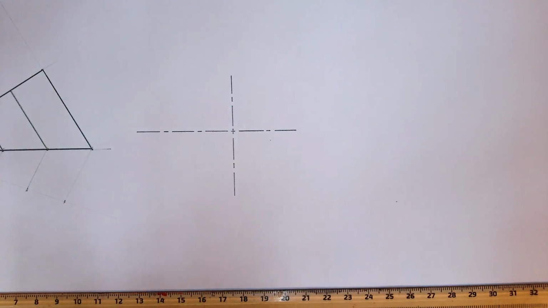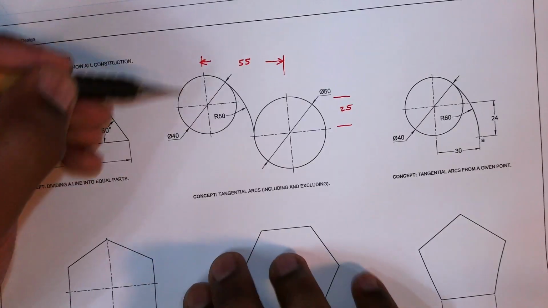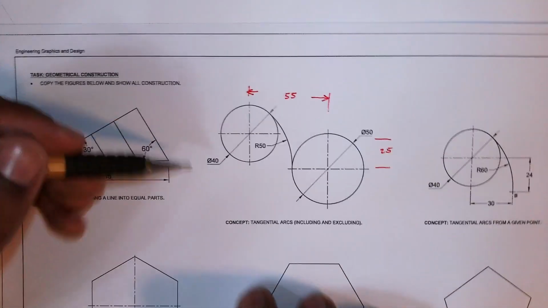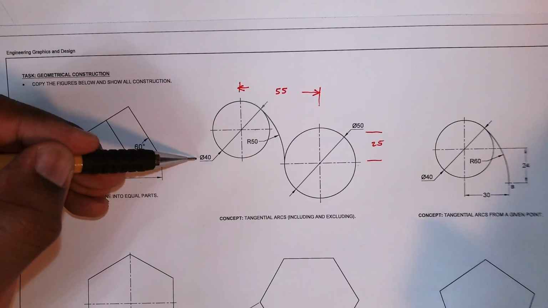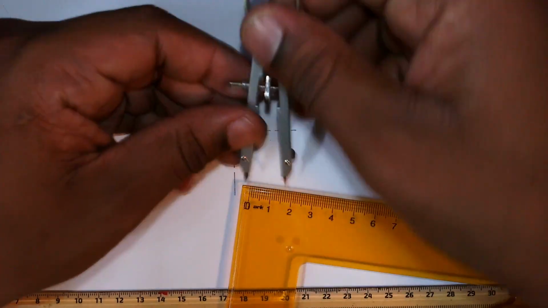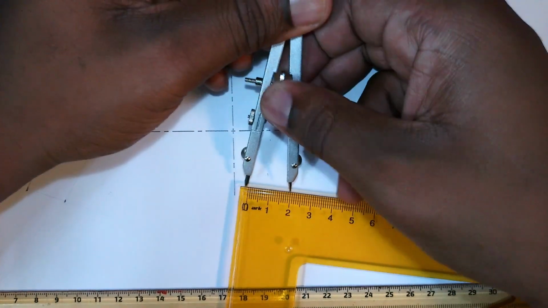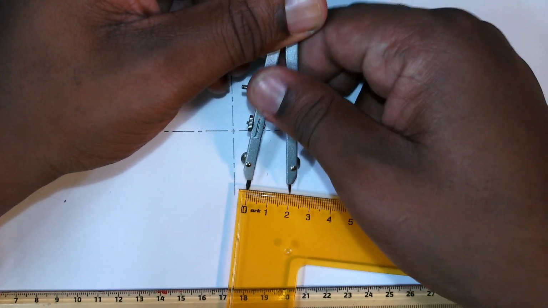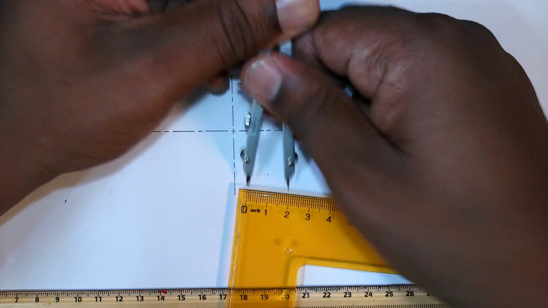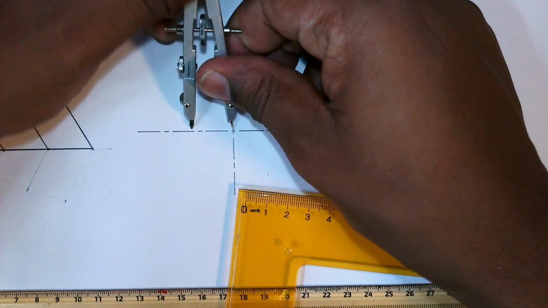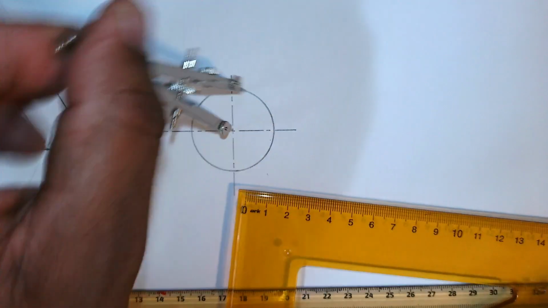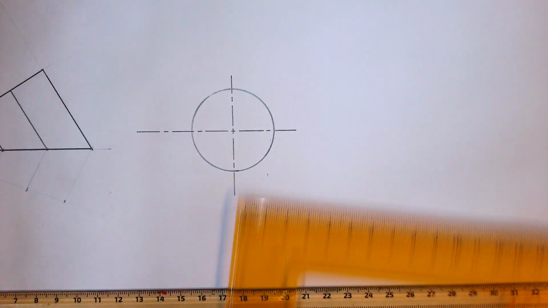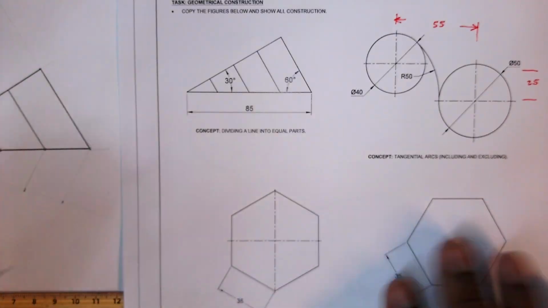Okay, so I have these two center lines. Now I can draw the circle, and the diameter of the circle is 40, so I have to divide this by 2, which is 20. I'll take my compass, measure 20, and draw a circle. Okay, I'm done with the circle.